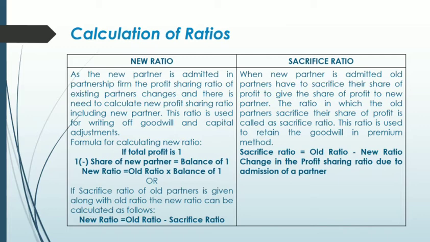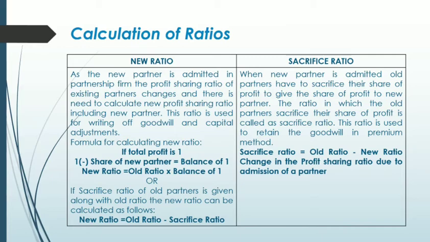Or if the sacrifice ratio of old partners is given along with the old ratio, the new ratio can be calculated. New ratio is equal to old ratio minus sacrifice ratio. Now there are two formulas. It depends on the situation whether the sacrifice ratio is given or not. If the sacrifice ratio is given, we will use the second formula, and if the sacrifice ratio is not given, we will use the first formula.